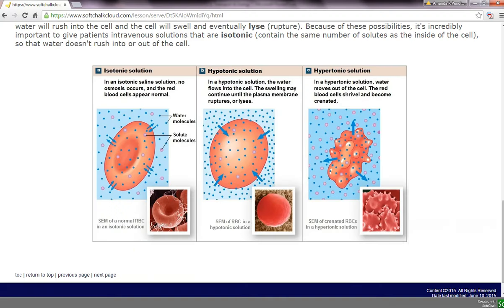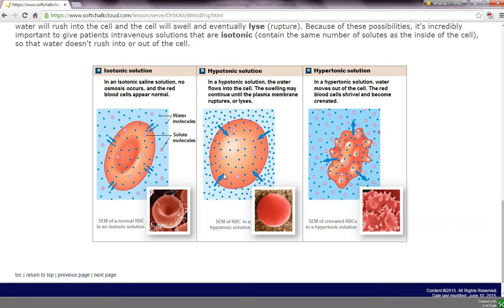So if we have a situation here, and this is an image from your book, where there's the same number of solutes and water inside the cell as outside the cell, then it's called an isotonic solution, and water overall doesn't move. And this is showing you a happy red blood cell. This is really important for your blood.